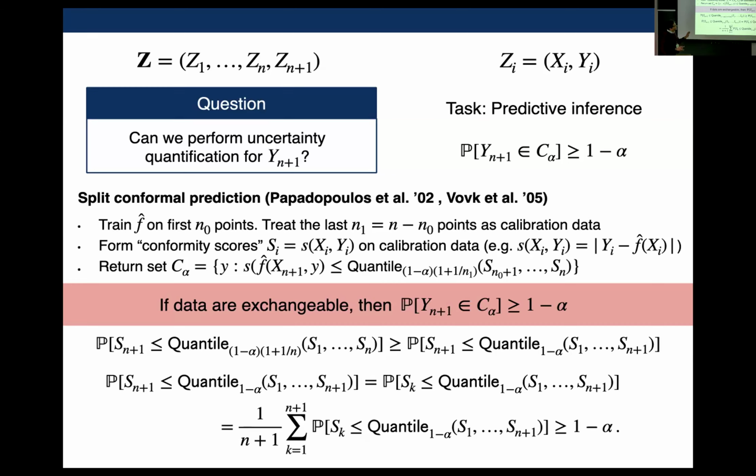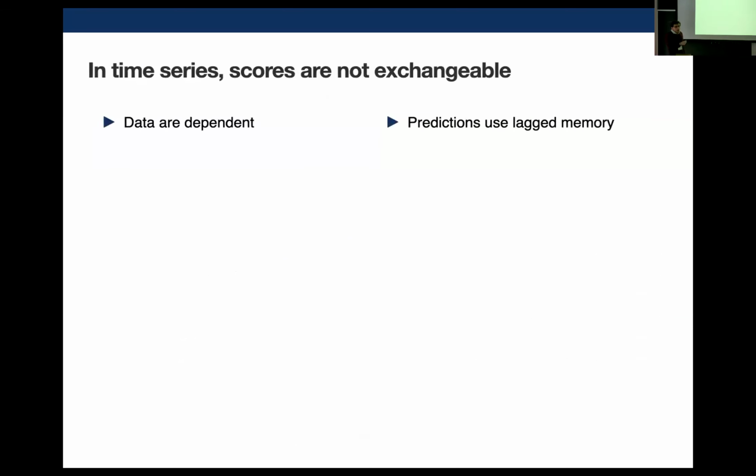So what are we interested in? We're interested in what happens when the data is not exchangeable, in particular in the time series setting. And this could happen because, of course, the data could be dependent. But even if the data is exchangeable, if you use a predictor that has memory, so if you're using the previous points to predict the next point, you will kill exchangeability in the scores.